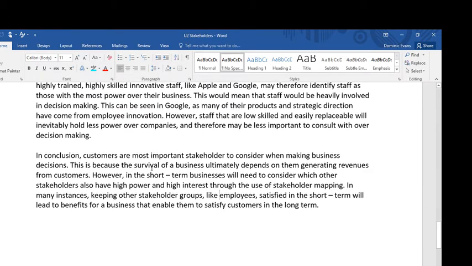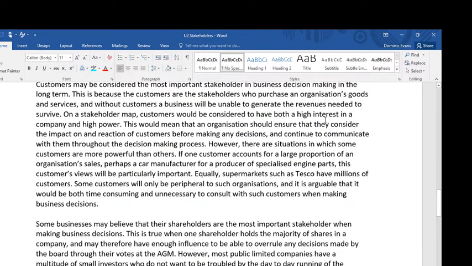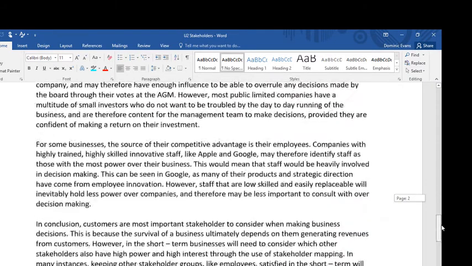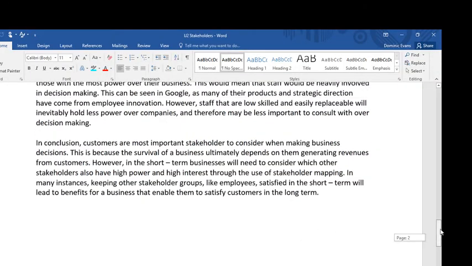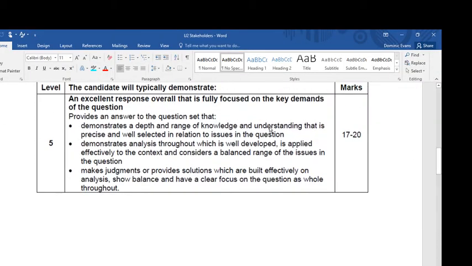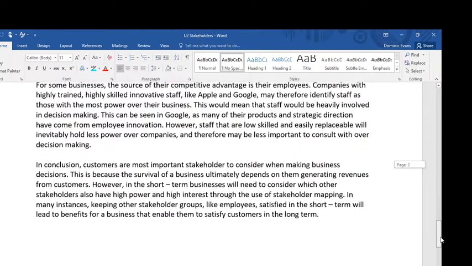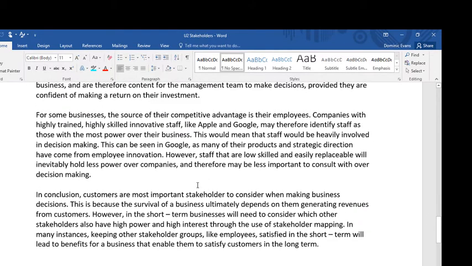This is because the survival of a business ultimately depends on them generating revenues from customers. Okay, so I've supported my conclusion with something I've already spoken about up here, which is customers will be able to generate the revenues. But that's not a very high level conclusion so far. All I've got in my conclusion is a judgment, and I've supported it basically with some analysis. So I've got a judgment built on analysis. It's not a very high level conclusion at the moment. What I need to do is get some balance in there.